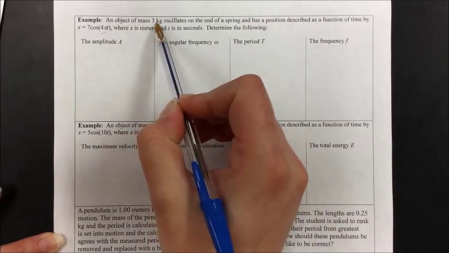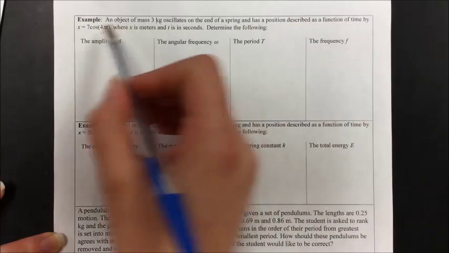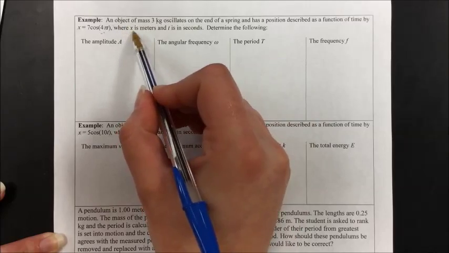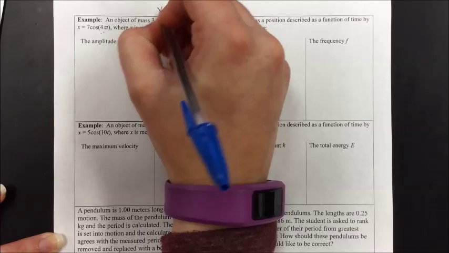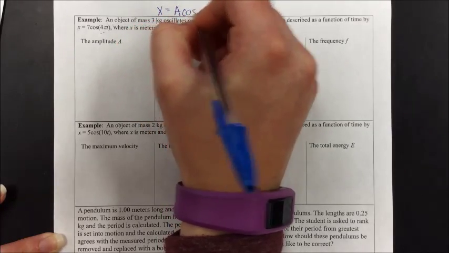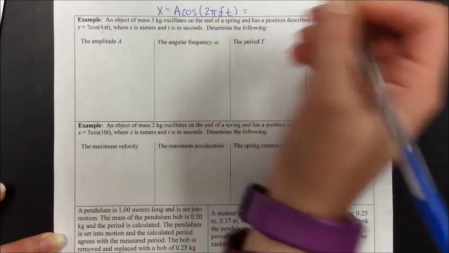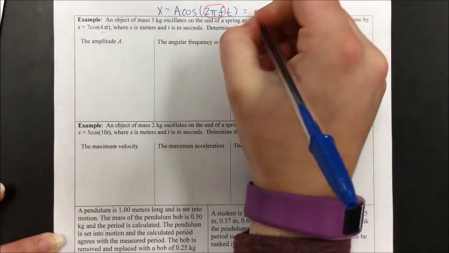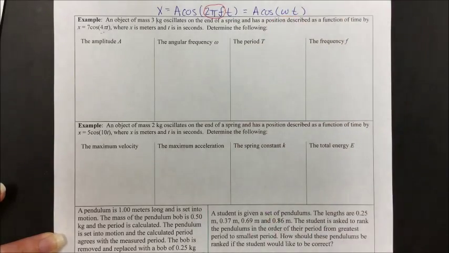So an object has a mass of 3 kilograms and oscillates on the end of a spring and has a position described by a function of time as this. So this would be like our graph, where x is in meters, t is in seconds, and then determine these 4 things. So the formula that we're using, just to kind of bring it back to your mind so you don't have to flip back and forth. And remember that this part here we can replace with our angular frequency. Okay, so those two things, remember, are the same.